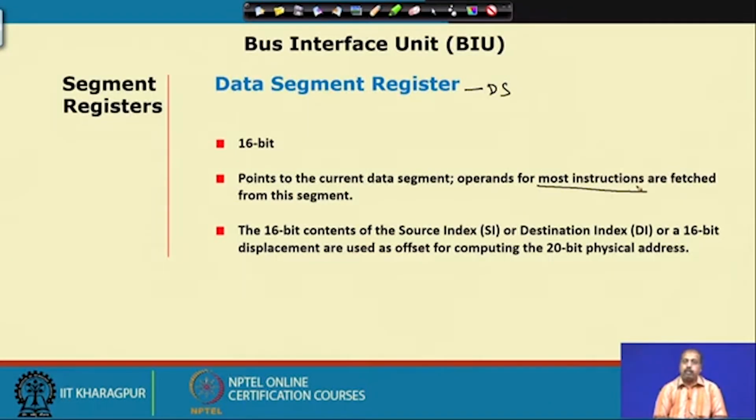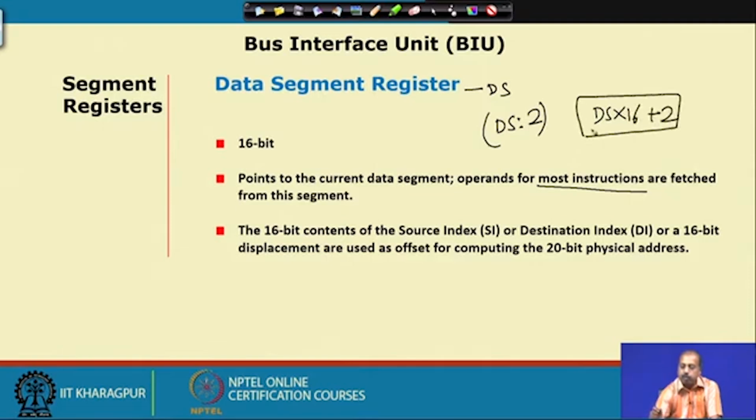If you say that you want to get the content from memory location 2, then when I say 2, this actually means DS colon 2. That is, the content of DS will be left shifted by 4 bits, that is multiplied by 16, plus 2. So, whatever the address is, when I say that I want to get the content from memory location 2, the location that will actually be accessed is DS into 16 plus 2.